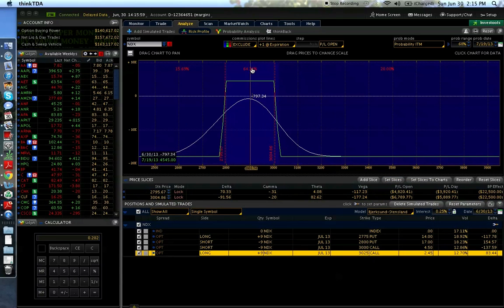This trade has a 64% probability. I look at the charts and see where that puts me on the 19th.